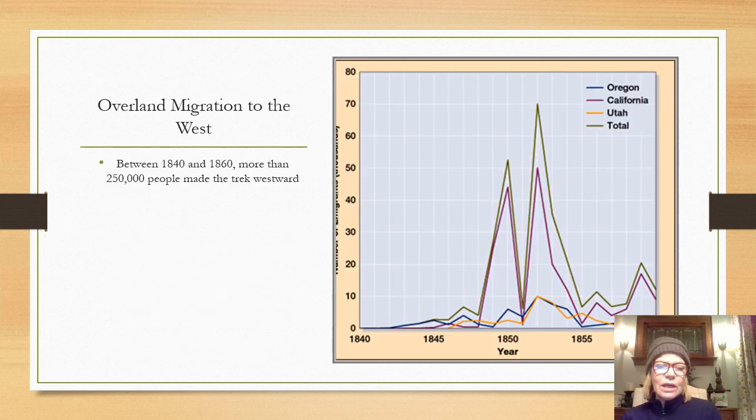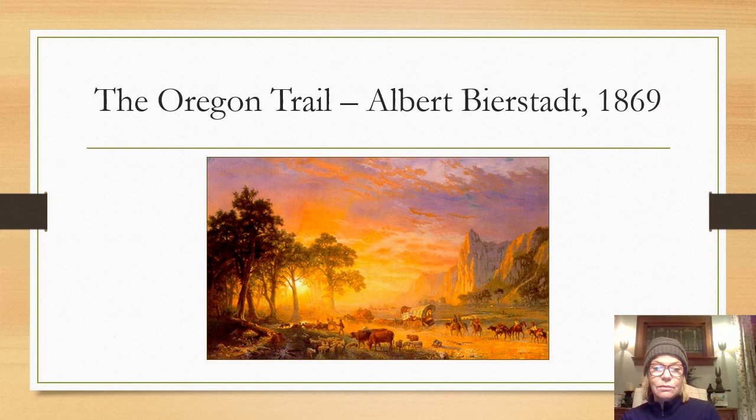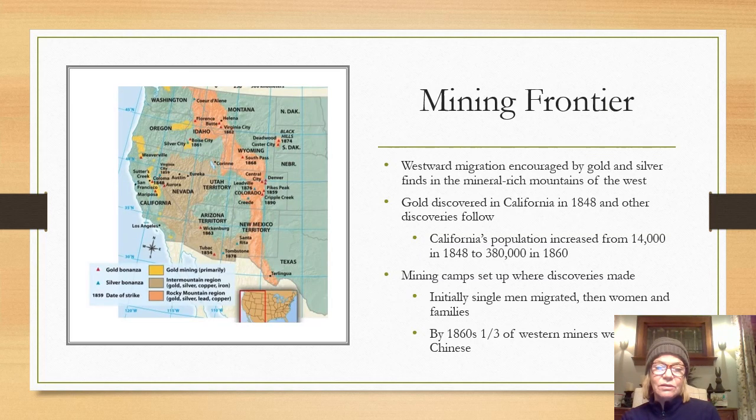All right, so again, if we look at it, from 1840 to 1860, there were 250,000 people who made that trek, most of them because of gold. All right, so here's a Bierstadt painting of the Oregon Trail. And now let's talk about mining. I think that this is the last thing we're going to talk about.